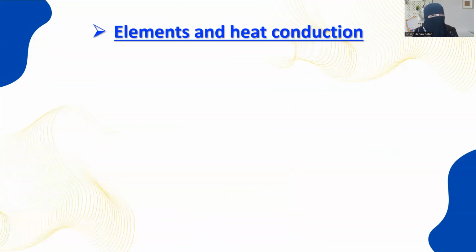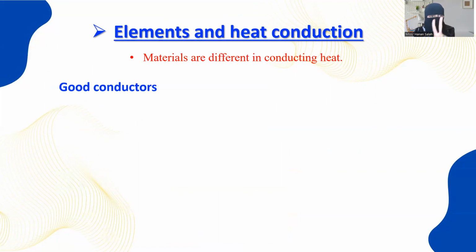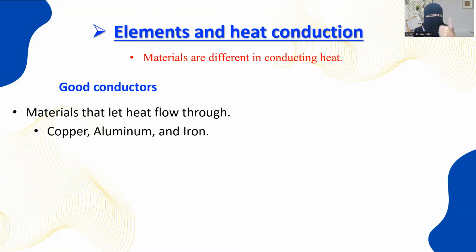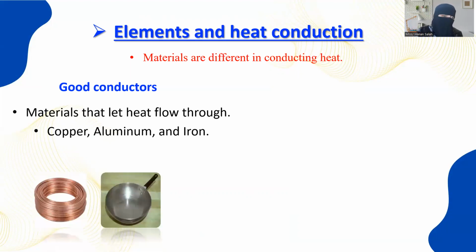What about the elements and heat conduction? Do all the materials conduct heat? No, that's wrong, because we said we can divide the materials into two groups. The first group is good conductor materials, or conductors of heat. These are materials that allow heat to flow through, like what? Like copper, aluminum, or iron. All of them are good conductors.